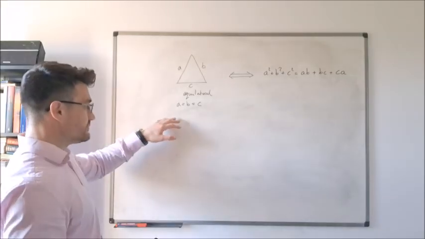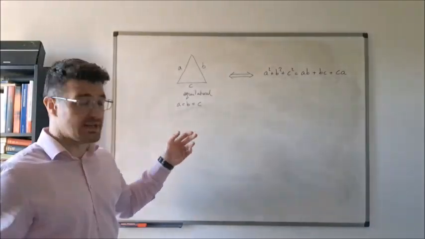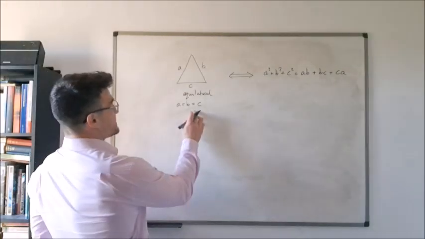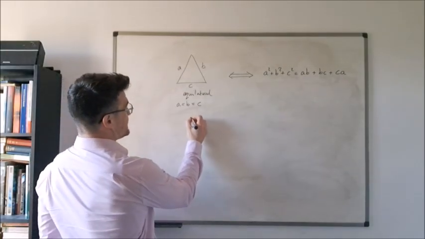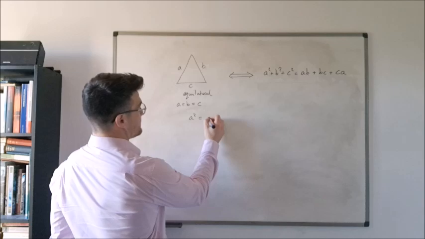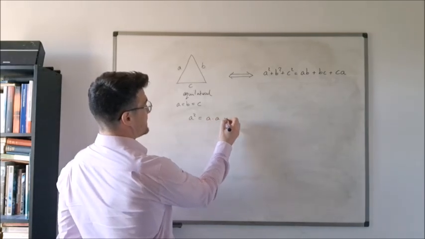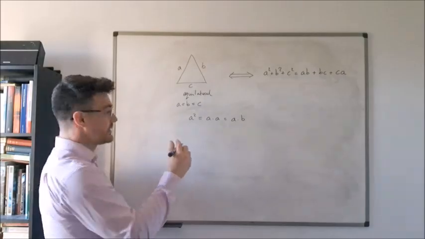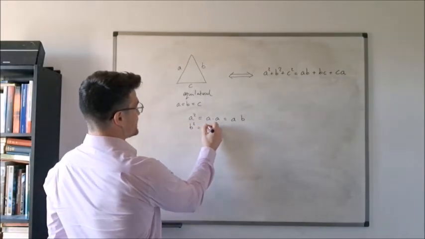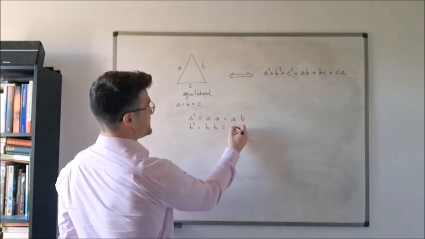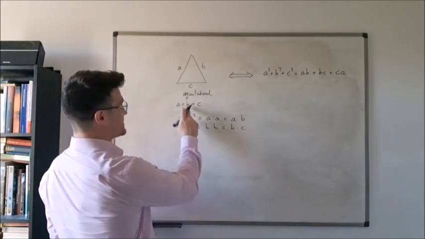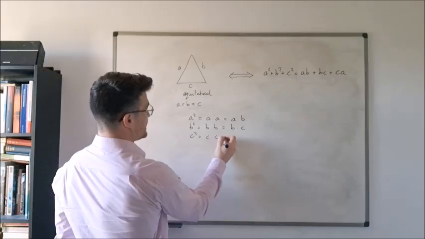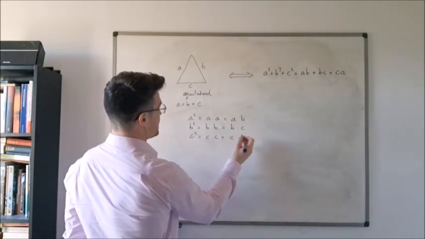So an equilateral triangle is one with three equal sides, and therefore A is equal to B is equal to C. Okay, good stuff. So that means then that if I interpret A squared as A times A, then this is also going to be equal to A times B. If I interpret B squared as B times B, I can also interpret this as B times C, because B is equal to C. And C squared is equal to C times C, which is equal to C times A.